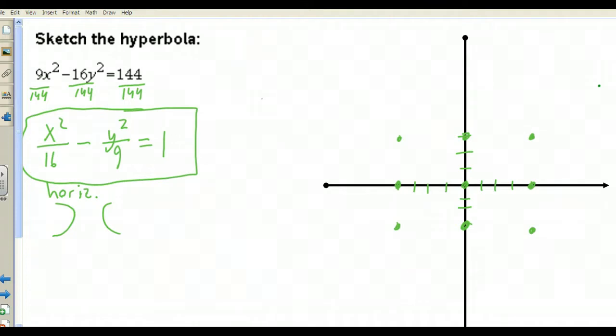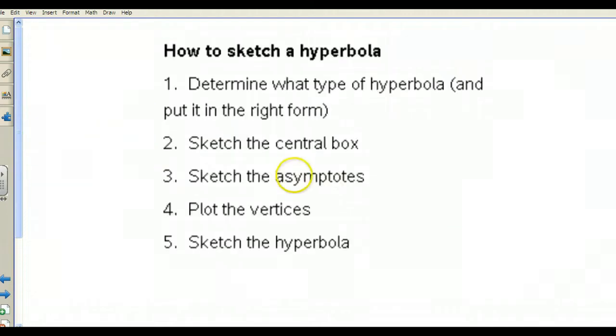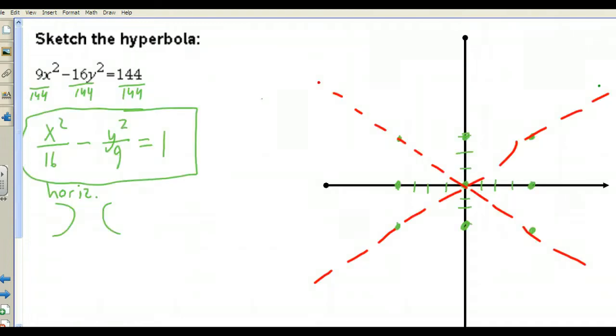Now get out a straight edge or something and go as straight as you can and graph this asymptote through the corners of the rectangle. Then you go the other way through the corners of the rectangle. Okay? Now, the next step was sketch the asymptotes. Got it. Plot the vertices. So the vertices are going to be the ones that are horizontal. So the very left and the very right points there in the middle. So those are the vertices.